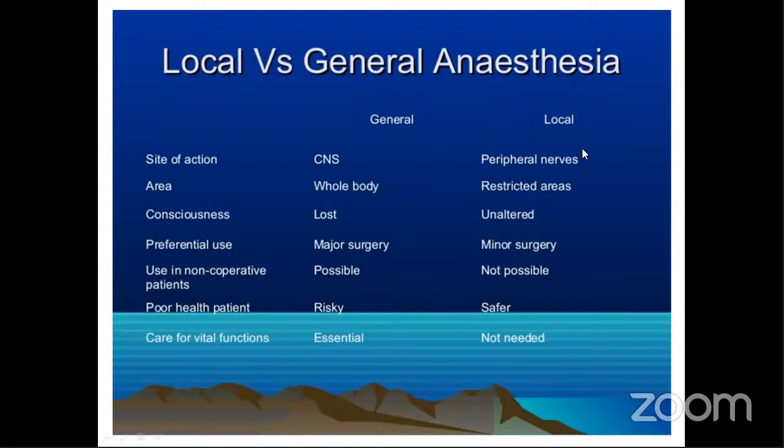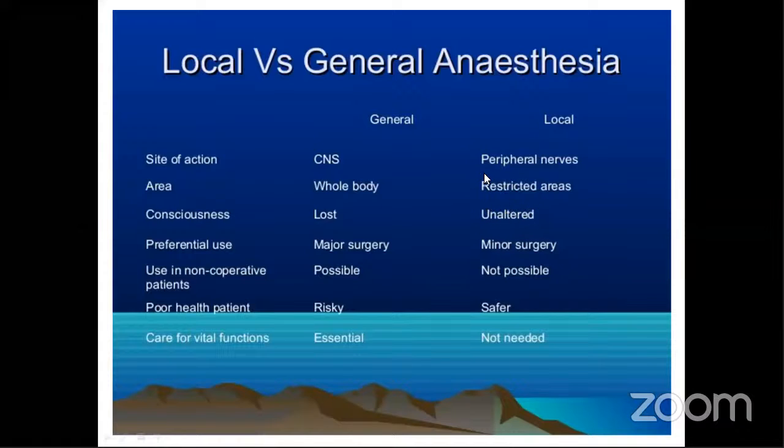So local is specific for a particular part, but general is not specific. It is for the whole body. That's why it is written area. Whole body will be losing the sensation, here only a restricted area. Consciousness: in general you will lose consciousness totally, but in local sometimes it may be unaltered. Sometimes you will feel pain, or you can know what is going on.